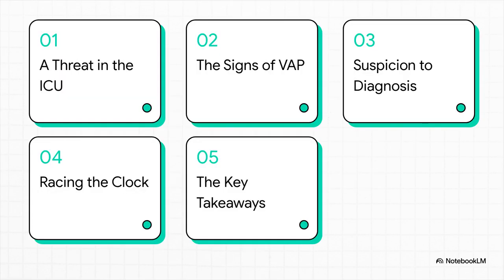So here's our game plan. We're going to start by defining what VAP is and why it's such a threat. Then we'll cover the signs, what it looks like at the bedside. After that, we'll walk through the steps from just suspecting it to actually diagnosing it. Then comes the main event, treatment and how to do it fast. And we'll wrap it all up with the key takeaways you can bring with you to your very next shift.